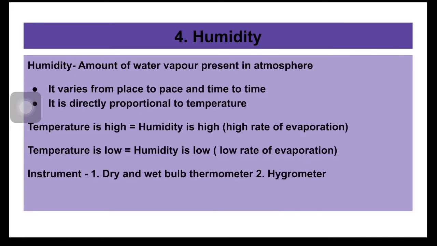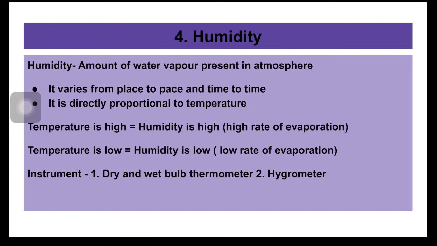Fourth element is humidity. What is humidity? Humidity is the amount of water vapor present in the atmosphere. Now this humidity varies from place to place and time to time. It is directly proportional to the temperature. Means that when the temperature is high, humidity will also be high because the rate of evaporation is high. When the temperature is low, humidity is also low because the rate of evaporation is also low.